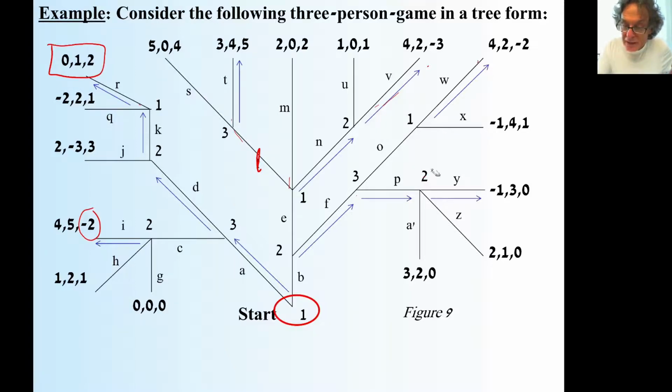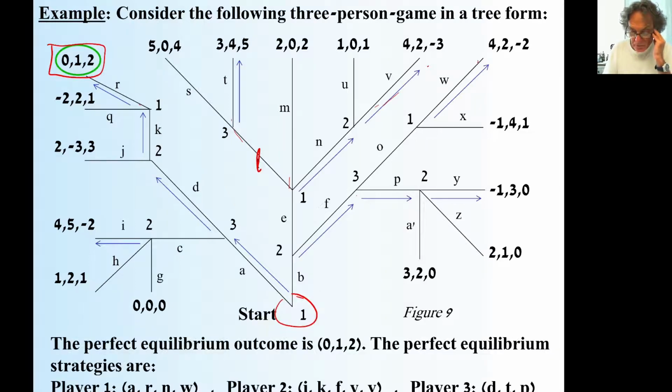And now, what are the strategies? The strategies I should write, what everyone is doing in every one of his or her decision nodes. Let me start with 1. 1 is taking a decision here. So here, that's 1. Let's circle the decisions of 1. Here, here, here. That's it.